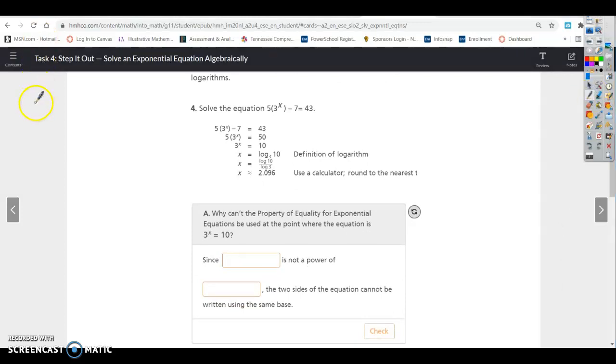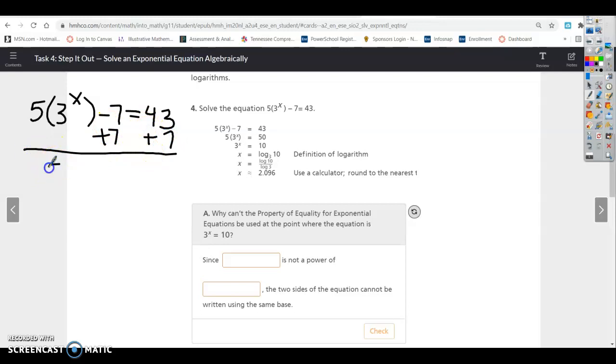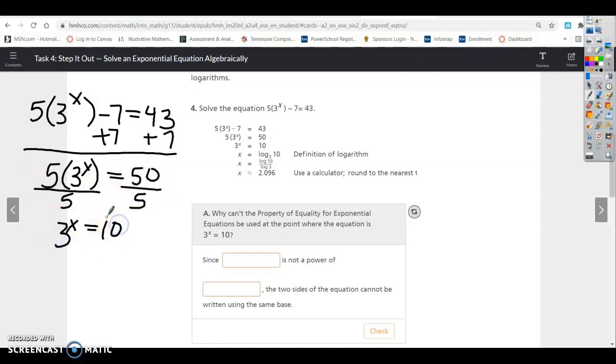All right, so let's look at this equation. We've got 5 times 3 to the x power minus 7 equals 43. It's an exponential equation, which means in order to solve, we have to isolate the exponential part. So that means get rid of everything else first. So I'm going to add 7 to both sides. So I'm going to have 5 times 3 to the x power, and that's going to equal 50. I'm going to divide both sides by 5. So I'm going to have 3 to the x equals 10. 5 goes into 50 10 times.